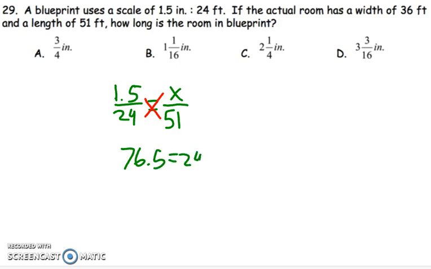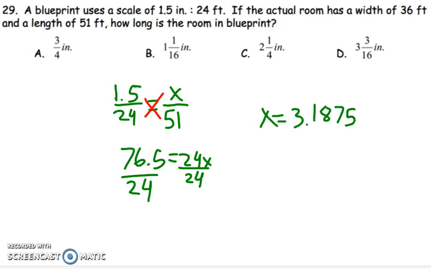equals 24x. Then we're going to divide both sides by 24. And our x is going to equal 3.1875. When we turn the 0.1875 into a fraction, we're going to have 3 3/16. So our answer is going to be D.